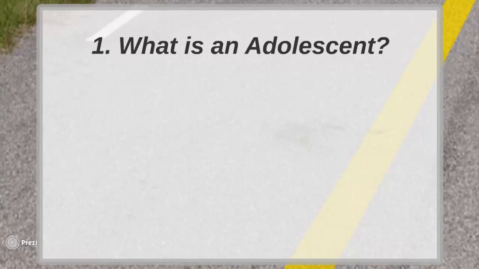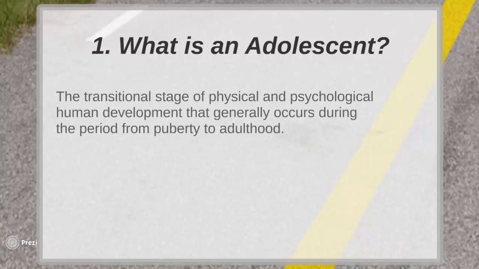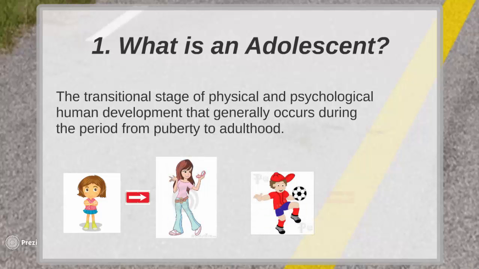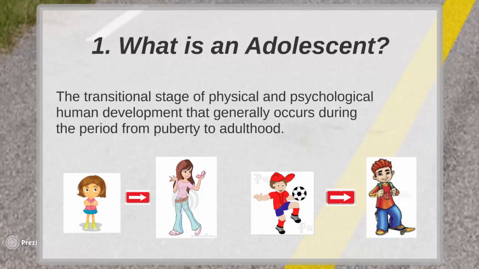Sometimes stereotypically known as a teenage dirtbag, an adolescent is someone that goes through the transitional stage of physical and psychological human development that occurs from puberty to adulthood. An adolescent is someone aged 13 to 19, changing from a girl to a woman or a boy to a man. We're now going to look at brain imaging techniques.